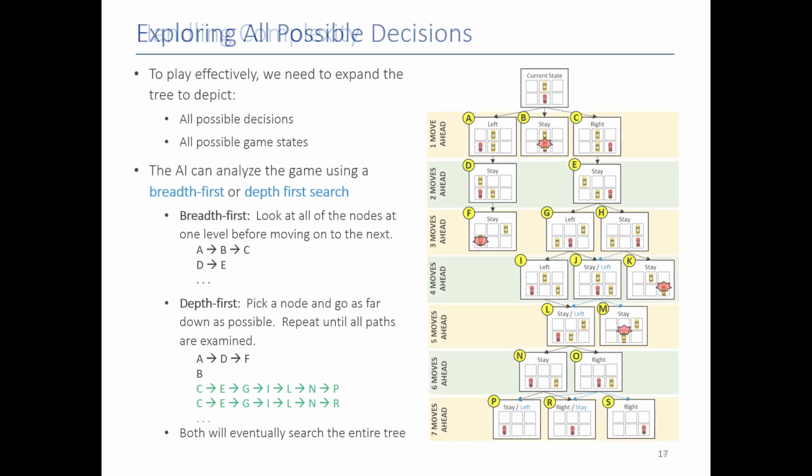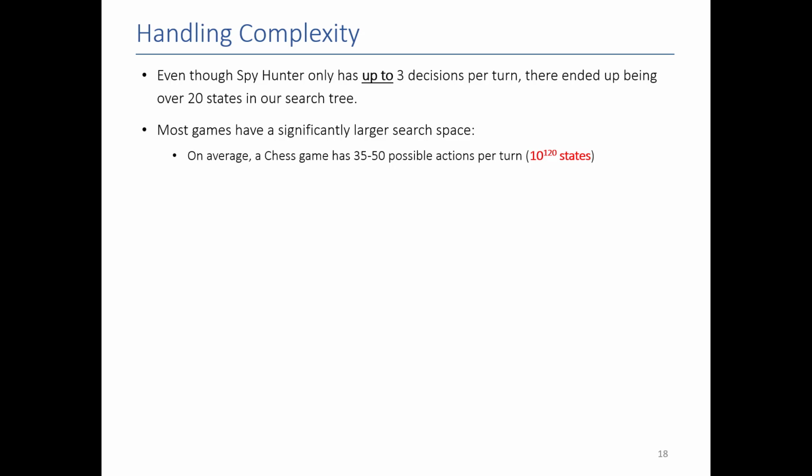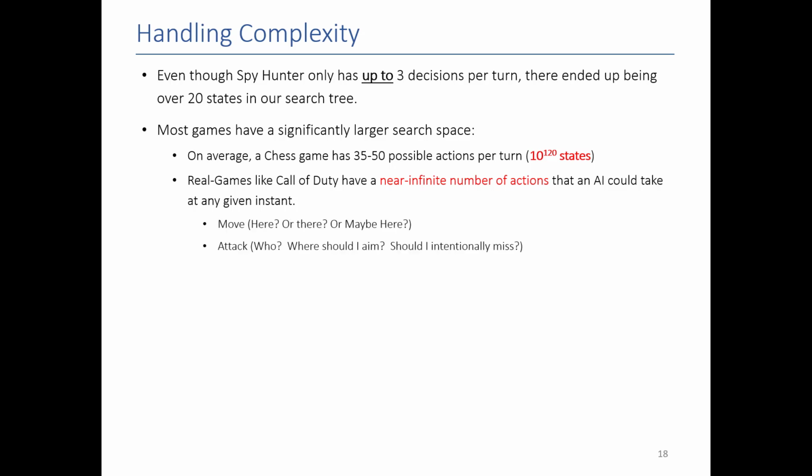So, in our game, we only had 3 decisions per turn, but that tree ended up being pretty big. It ended up being a pretty complicated tree. This is actually one of the simplest search trees I've ever seen. Most games have a huge search space. In a game of chess, on average, a player has about 35 to 50 possible moves that they could make in a given turn. And in real-time games, like Call of Duty, it's a near infinite number of actions you could take, because it's not just enough to decide that you want to move, it's move to this X coordinate, or this X coordinate, or this X coordinate. If you're going to attack, which player are you going to attack? There's literally an uncountable number of possible decisions that you can make.